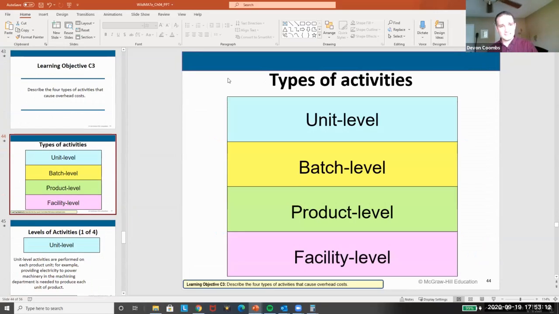And then there are four types of activities that drive costs. We have our unit level, our batch level, our product level, and our facility level. These are just ideas. Just know the different levels. Memorize this. It's helpful for you to bucket what could be driving these overhead costs.